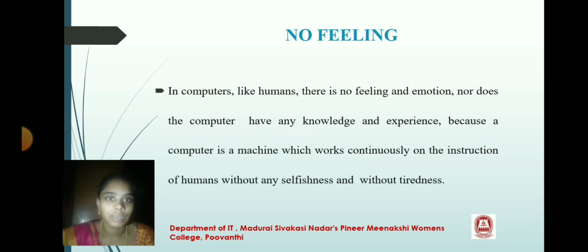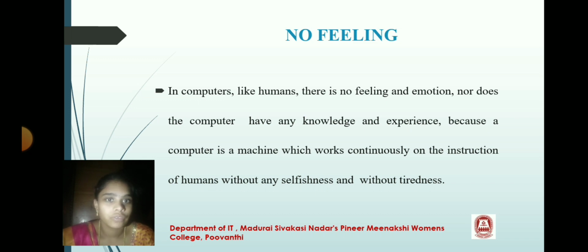There is no feeling in computers like in humans; it has no feelings and no emotion. It doesn't have any knowledge or experience, because a computer is a machine which works under human instruction, without any selfishness, and without any tiredness, which is the main theme. But it has no feeling. It is just a machine.